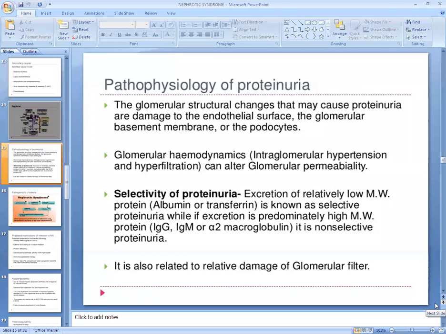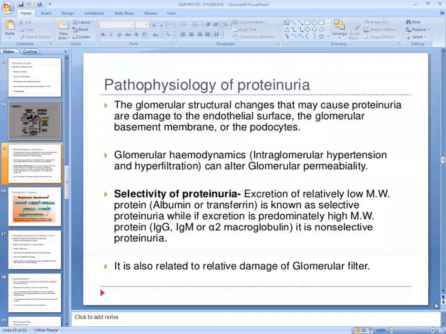Now why is there proteinuria in nephrotic syndrome, and why is there protein loss in nephrotic syndrome? Normally there is no protein loss. In a normal healthy person there is no protein loss, but there is heavy proteinuria or increased amount of protein loss in urine in nephrotic syndrome. Now why does this proteinuria occur? The glomerular structural change.